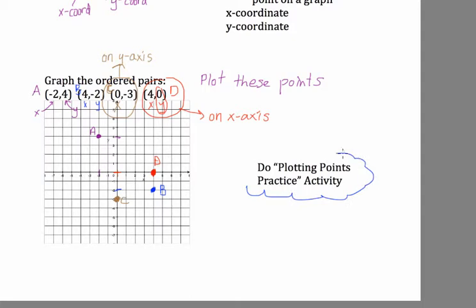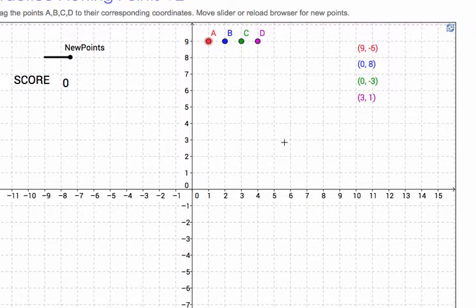Now we're going to do the plotting points practice activity. You can watch this in the video, and then if you want to stop the video and do the practice, it is a link under D2L for you. Let's do this activity. I'm supposed to drag these points until they correspond with the coordinates. So the red one, point A, is supposed to be 9, negative 6. So 9 on the x-axis and negative 6 on the y. When I get it in the right spot, it'll tell me A is correct.